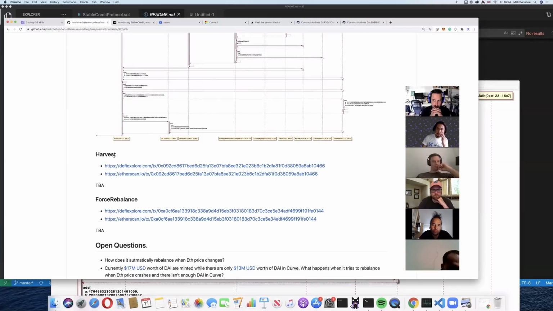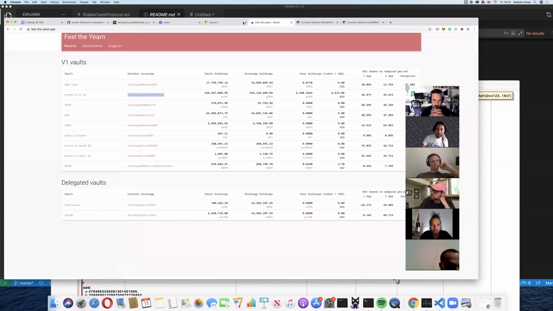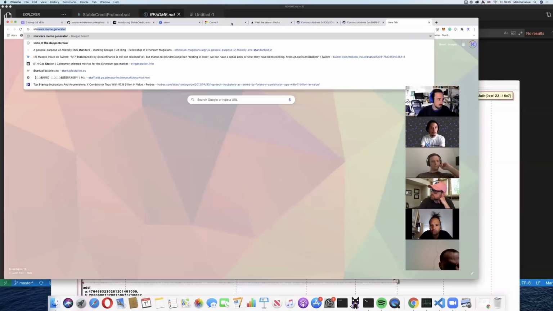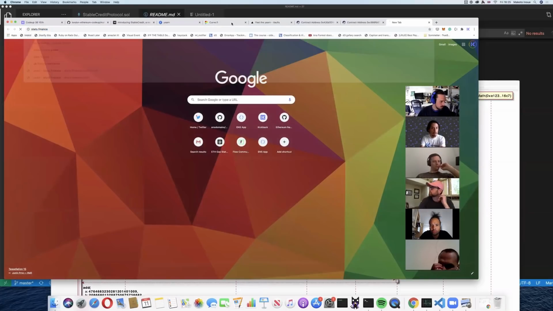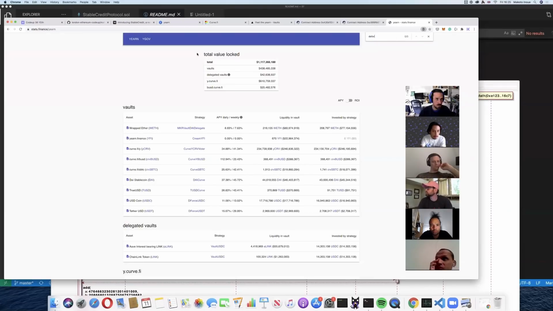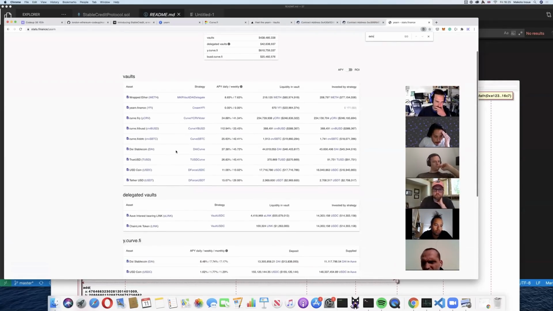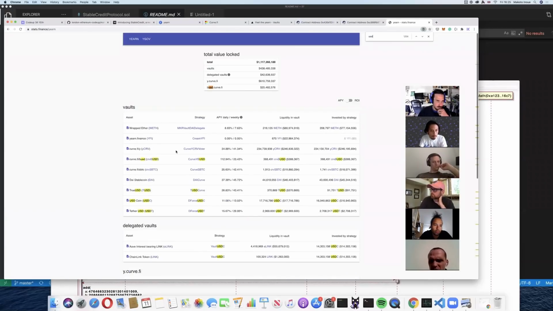So the harvest, this exists in pretty much all strategies? No. I'm just opening Feel the Urn quickly. Another nice one is stats.finance. So if we look at the D-Force strategy for USDC, currently that deposits USDC into Compound, so that's earning interest on the USDC. That does not require a harvest. Just go to Feel the Urn and I'll work from the top down.